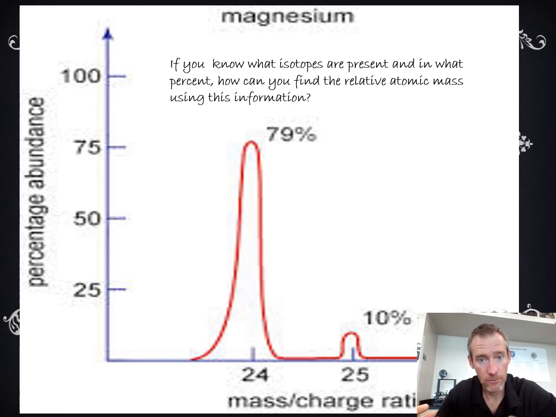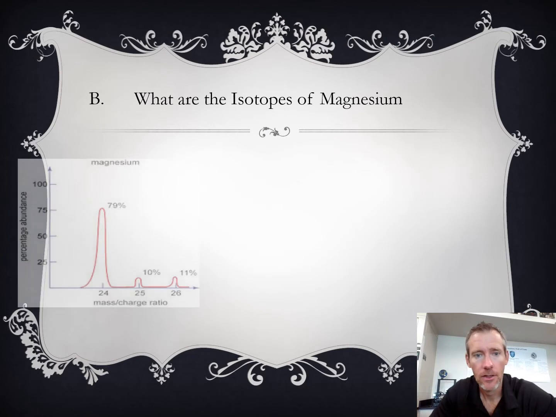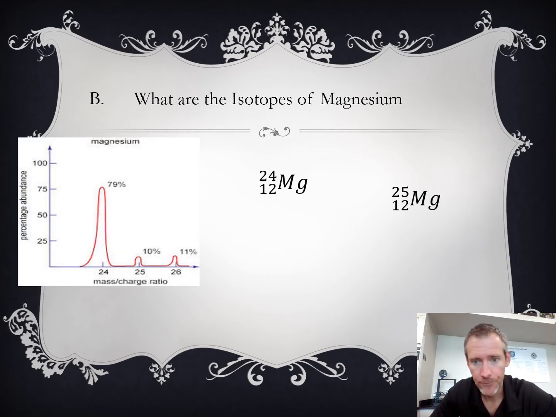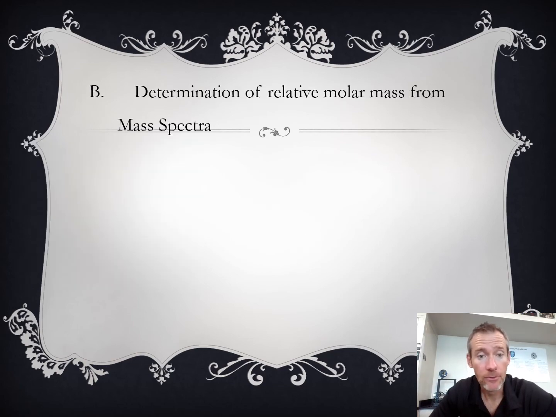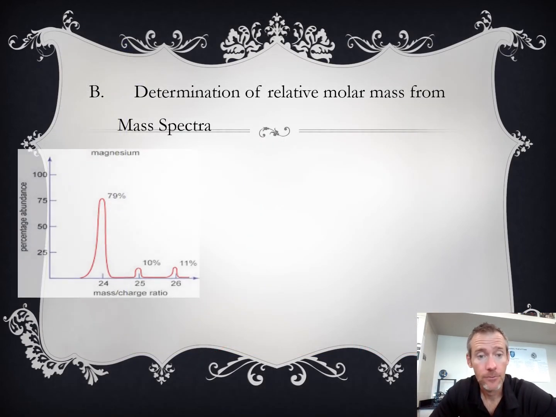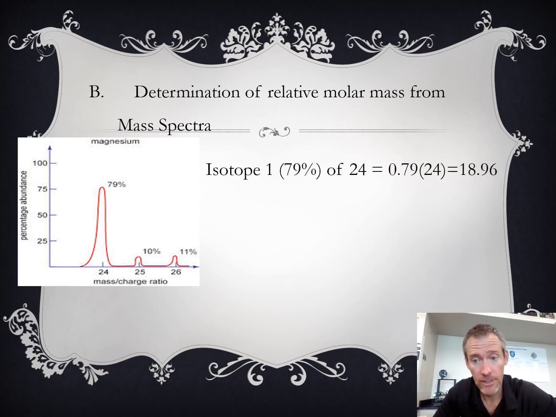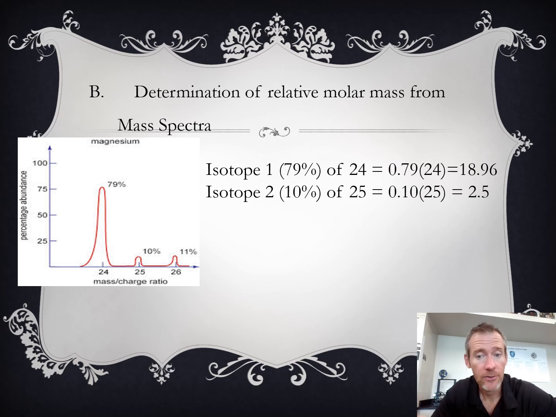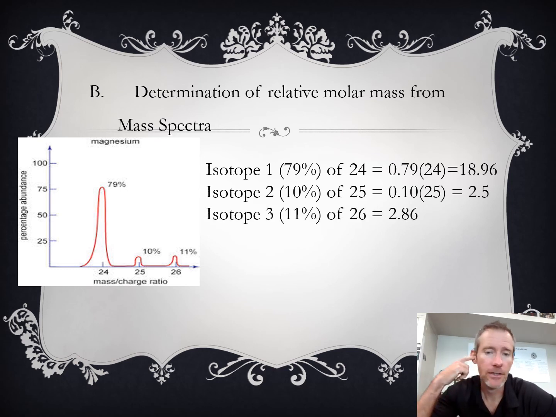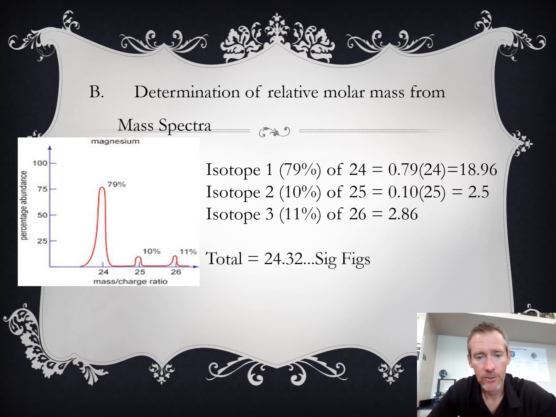So if you know what isotopes are present in what percent, you can find the relative atomic mass using this information. So we can find the overall molar mass of this atom based on their percentages. So we take magnesium-24, magnesium-25, and magnesium-26, and we multiply each one by their percent. So 79% of 24 is 18.96, 10% of 25 is 2.5, and 11% of 26 is 2.86. Then we add all those together, and you get 24.32, and with sig figs, 24.3 grams per mole.